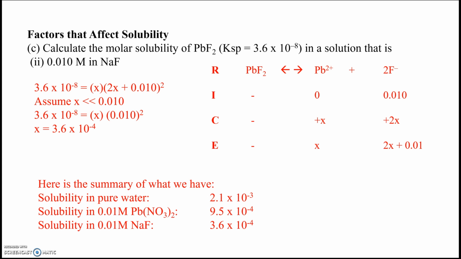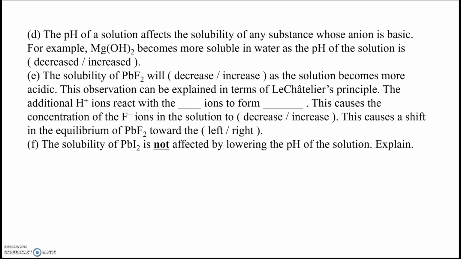Now, here's the summary. In pure water, lead fluoride has a solubility of 2.1 times 10 to the minus 3. My solubility in 0.01 molar lead nitrate is 9.5 times 10 to the minus 4. And the solubility in 0.01 molar sodium fluoride is 3.6 times 10 to the minus 4. So our solubility is going to differ nearly by a factor of 10 between the first example and the third example.